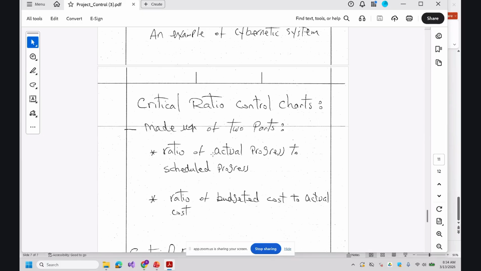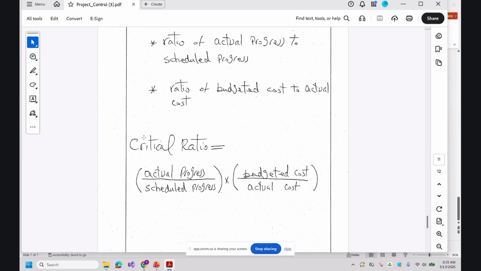Could he finish the work that we assumed would take 15 days in 2 days, or 4 days? So this is what is called critical ratio. It is made up of two parts: the ratio of budgeted cost to actual cost, so you're taking time versus money, and the ratio of actual progress to scheduled progress. This is called critical ratio, and you compute it using this formula.